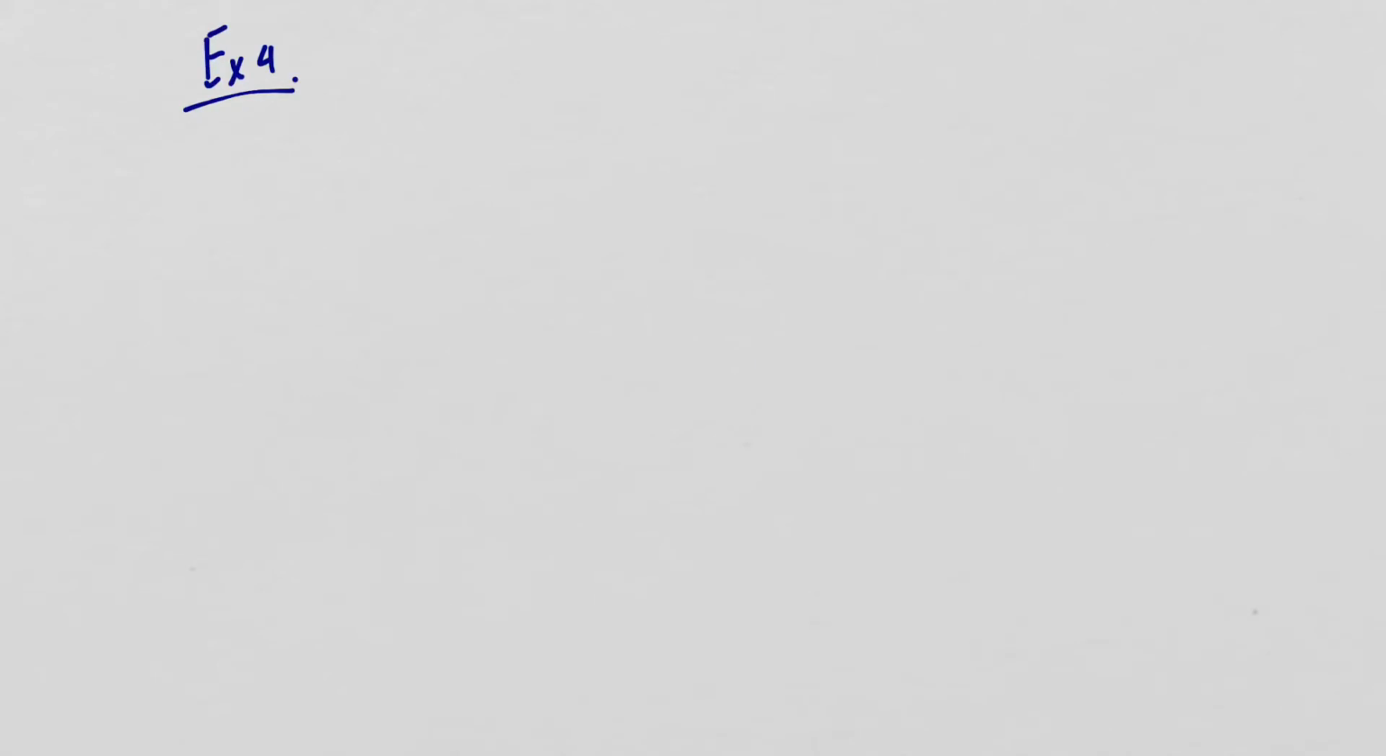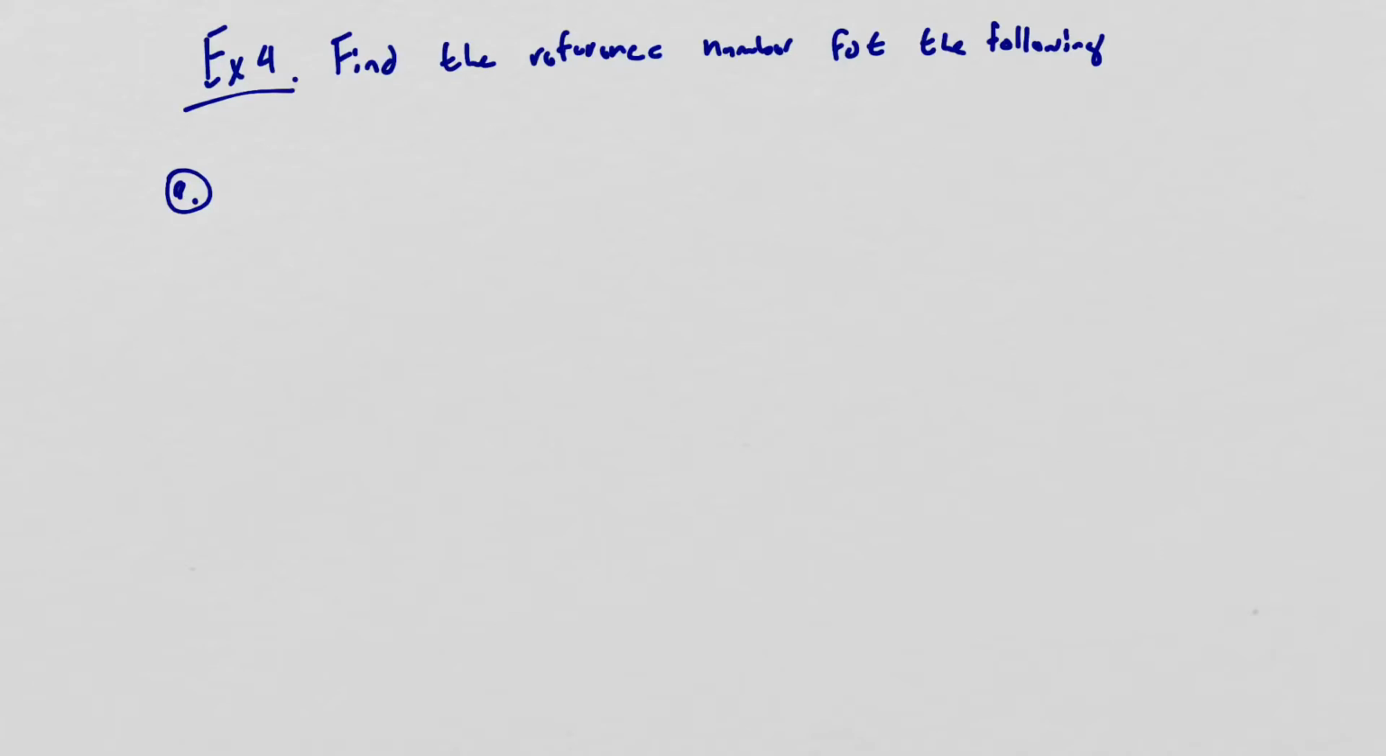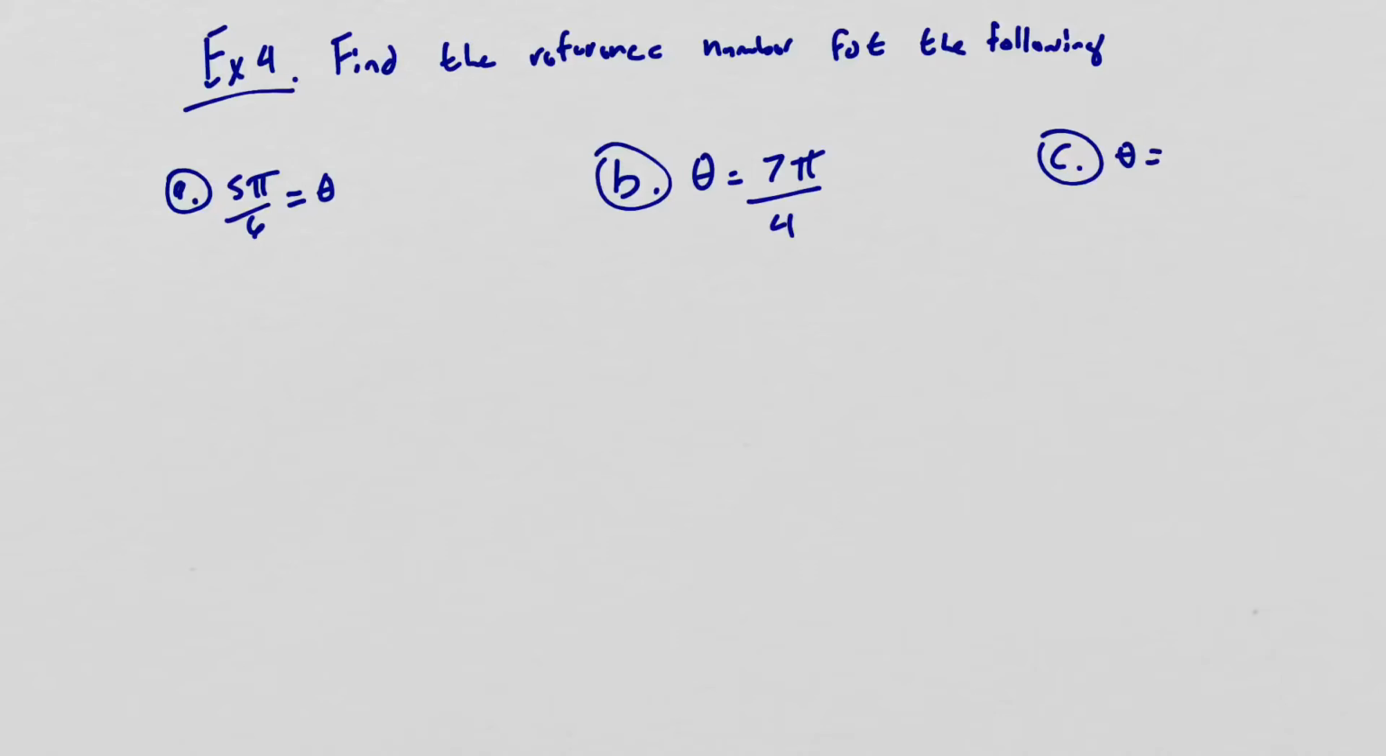Example 4, we'll find the reference numbers for the following angles. In part A, the angle given is 5 pi divided by 6. In B, we'll be looking at theta is equal to 7 pi divided by 4. And in C, we'll be looking at theta is equal to negative 2 pi divided by 3. In each case, we'll draw the unit circle and find the reference number there. Let's start with part A.